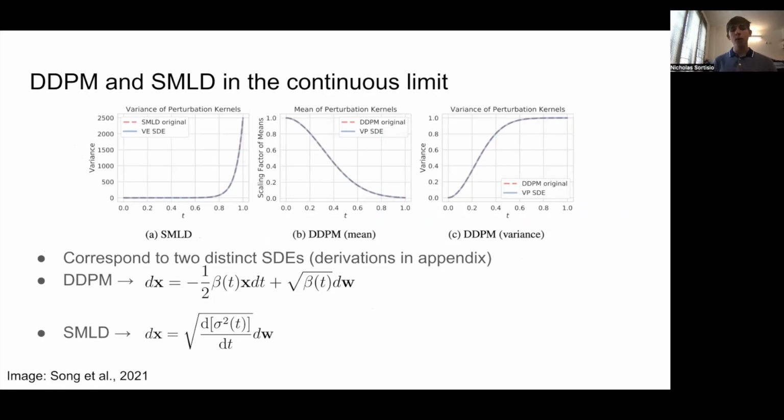So DDPM, you end up with something that looks a little bit like this, that's not too hard to think about. And SMLD approaches this SDE that first of all has no drift term, it's just a pure martingale, but second of all has this variance that explodes. Whereas DDPM, you end up with this bounded variance here, and you can see also, if the blue line is the SDE, then the discretization matches it quite well, which is as we would expect.